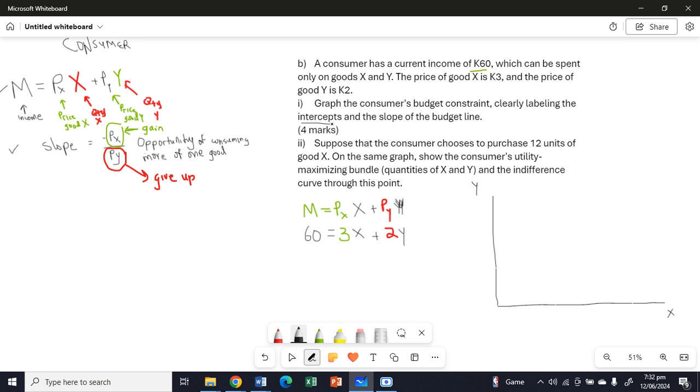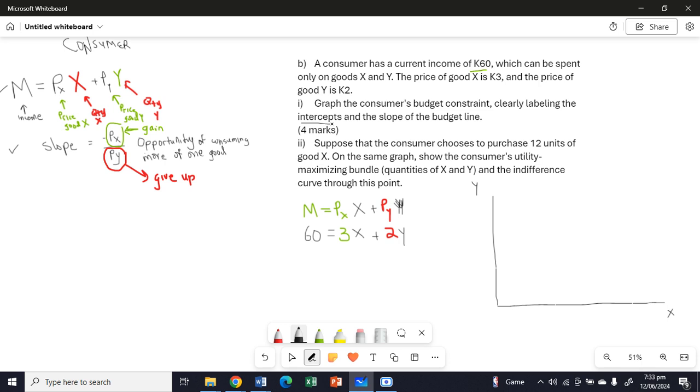Remember, an intercept is where a line cuts an axis. The y-intercept is where the line cuts or touches the y-axis. The x-intercept is where the line touches or crosses the x-axis.